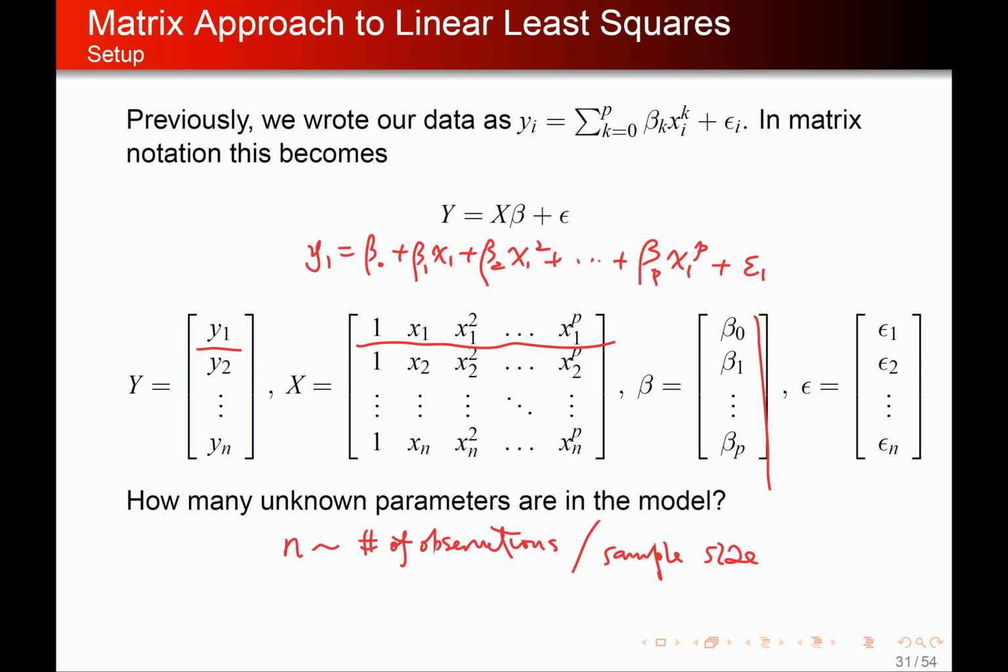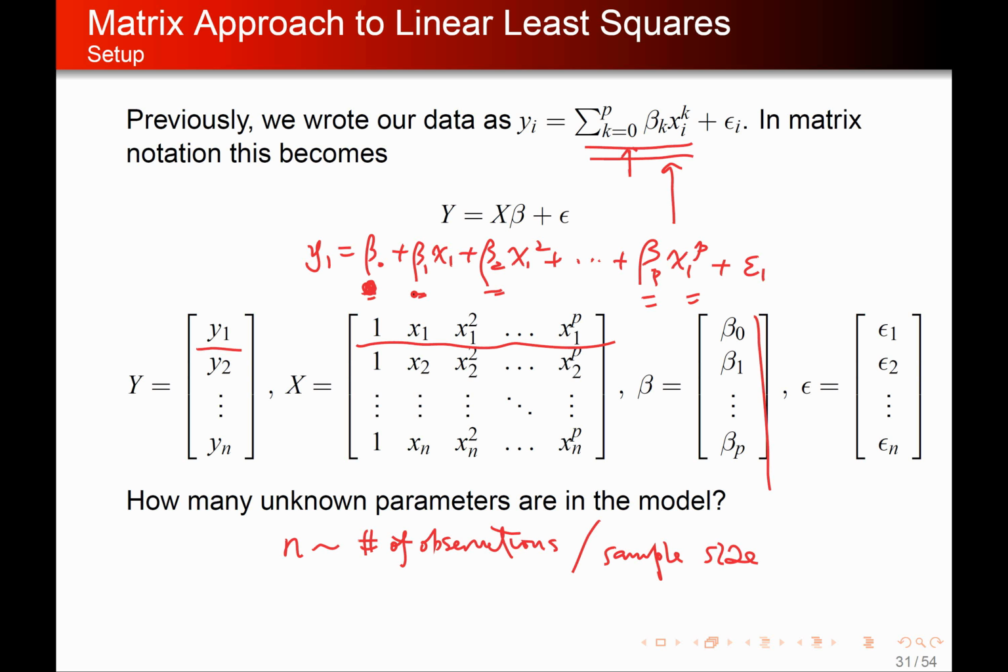Now let's have a look at the matrix approach to linear least squares. Previously, we wrote our data as yi equals beta 0 plus beta 1 x1 plus beta 2 x2 up to beta p xp, if we write it in the summation term. And why do we have beta 0? Because we have an intercept term. So this is our model. In matrix notation, we have y equals X beta plus epsilon.